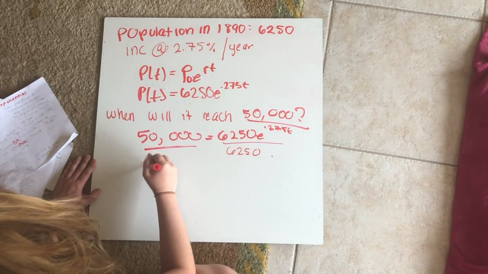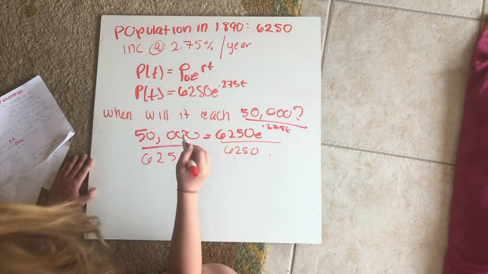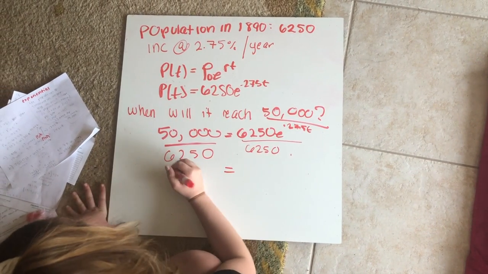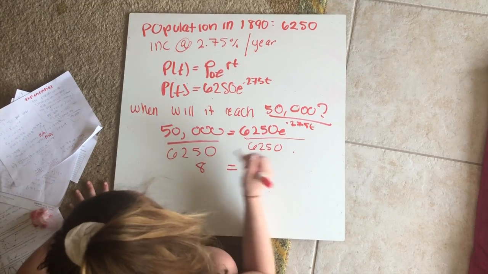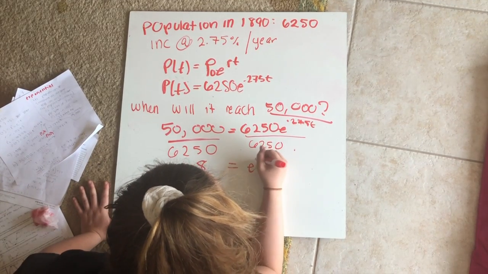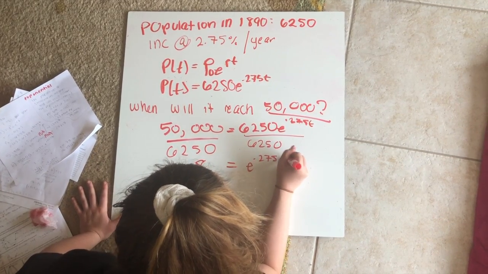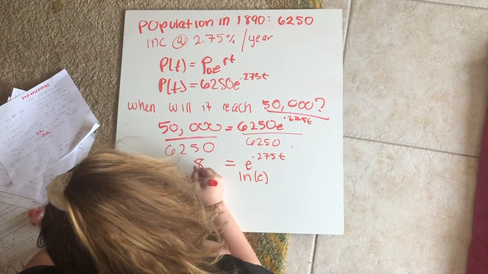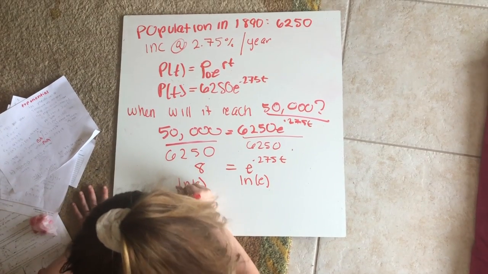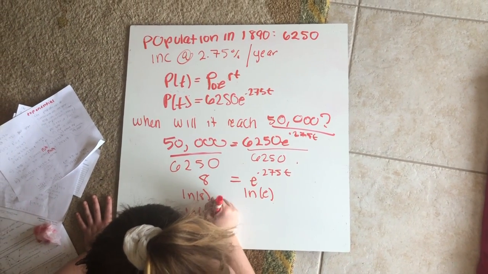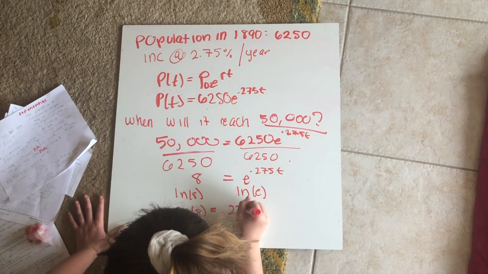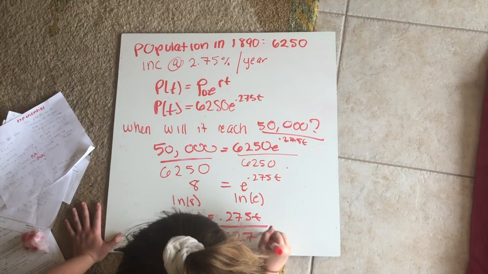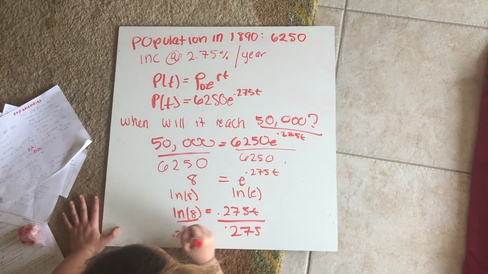So you set 50,000 equal to 6,250 e to the 0.0275t and solve for t. To do that, you divide by 6,250 on both sides, and then you take the natural log of both sides. So this ends up being the natural log of 8 equal to 0.0275t, and you divide by 0.0275 on both sides. This equals 75.6 years.